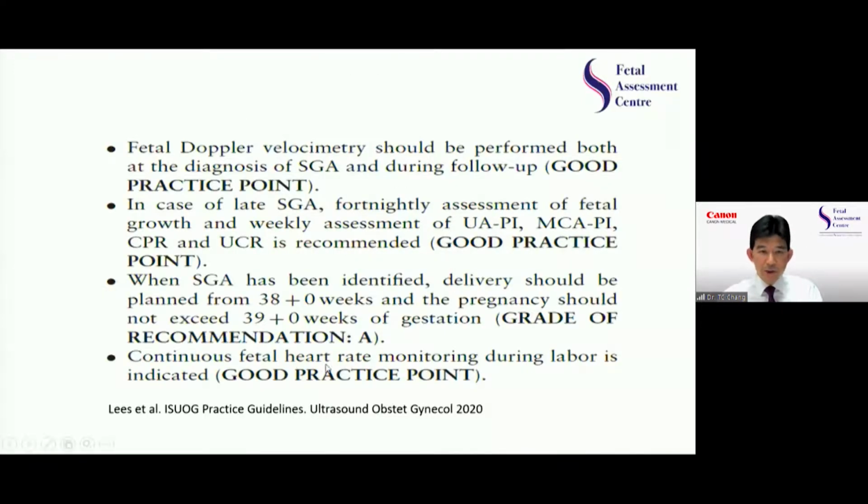So we would want to do fetal Doppler studies, but the choice of Doppler parameters are very different. We are essentially looking at umbilical artery Doppler, middle cerebral artery Doppler, and therefore you calculate the cerebral-placental ratio. This will be recommended in the monitoring of late growth restriction.